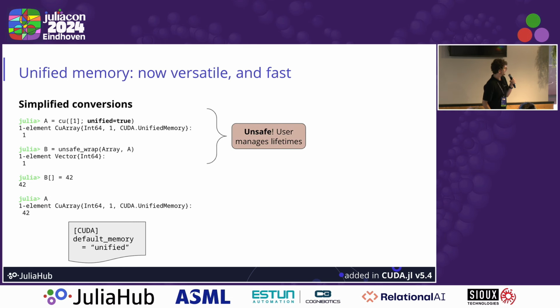And to make that a little more user-friendly, we also expose this functionality through the unsafe_wrap function. So if you have a CuArray, again, a unified CuArray, which has to be unified memory for now, you can convert that CuArray to a plain Julia array using the unsafe_wrap function. And then you get this object B as just a simple array object, which you can pass to every functionality in Julia that expects a simple array object.